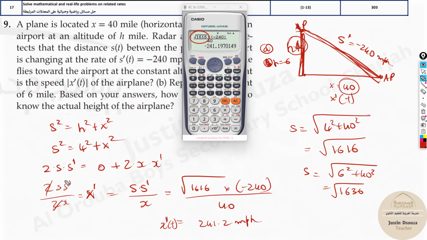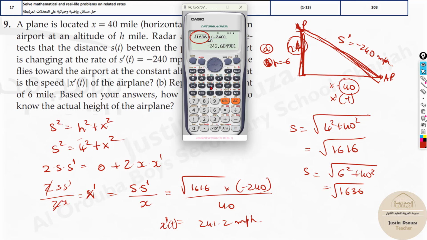Only this, yeah, s value. Why? Because the height 6 over here is a constant. When I substitute 6 over here, 6 square, it becomes 0 when I derive. That goes off. So there is no need of changing anything. Only thing that changes is here, and instead of 1616, I'll just put 1636.